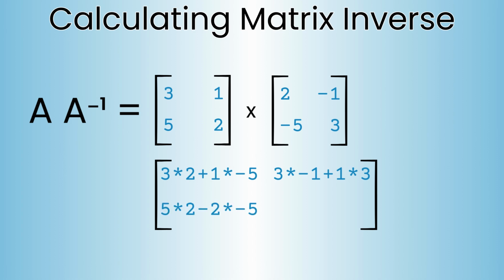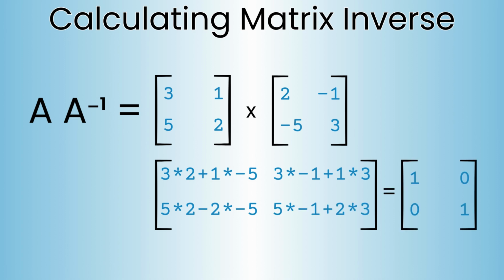And the same goes for the second row. So we do 5 into 2 minus 2 into 5, which gives us 0, and 5 into minus 1 plus 2 into 3, which gives us 1. So the resultant matrix here is 1 and 0 in the first row, 0 and 1 in the second row, which is an identity matrix of size 2 by 2.